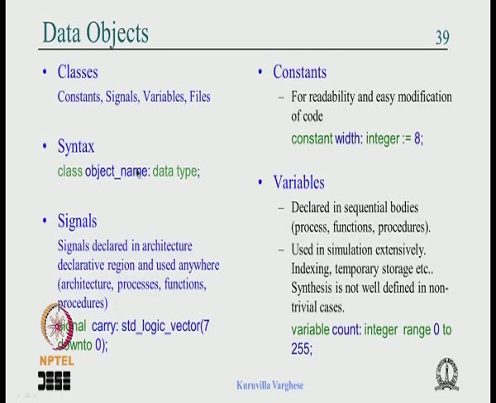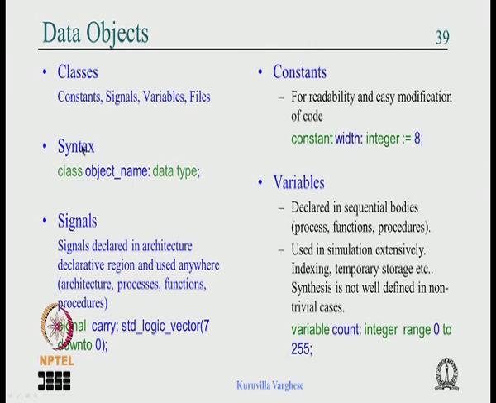Then we come to this part, which is a little bit boring, but for completeness' sake I will run through it. VHDL is very properly defined, the syntax is very precise, and we have 4 classes: constants, signals, variables and files. In a normal language you have constants, variables and files, but being hardware, we have signals, which we use extensively.